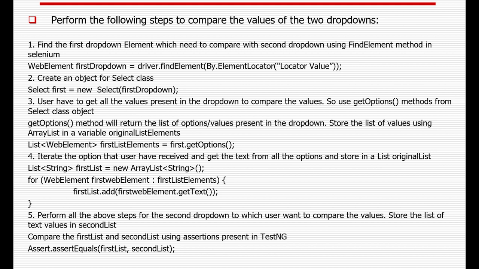After that you need to compare the first and second list, right, using the assertion class, Assert.assertEquals, right, which is available in TestNG. So in case it is matching, first it will check for the size, then in case the size is matching, it will go for the value, right? In case all the sizes and values are matching, the test case will obviously pass, otherwise it will fail.